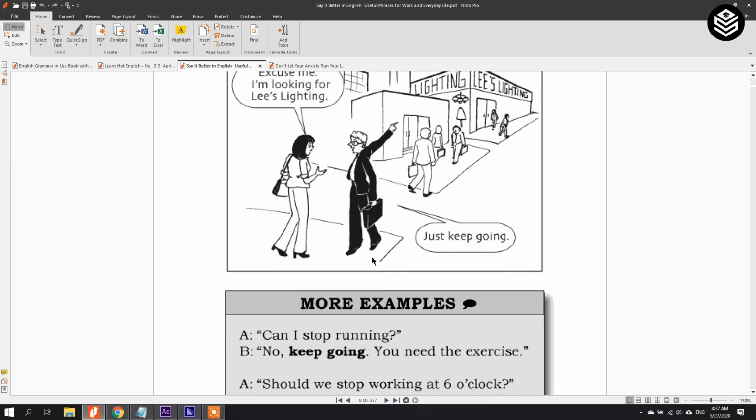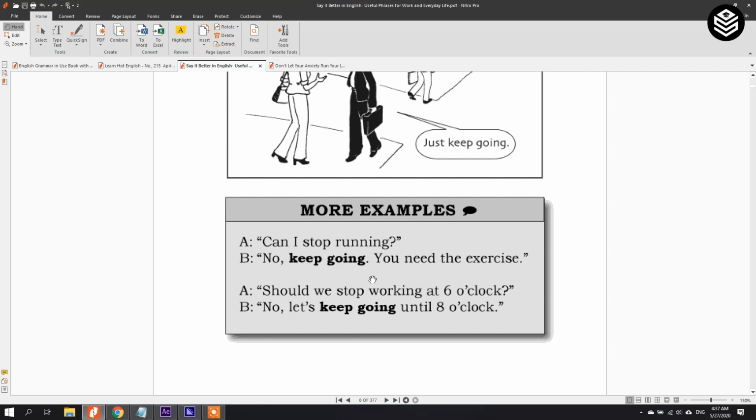So the more examples you see, can I stop running?